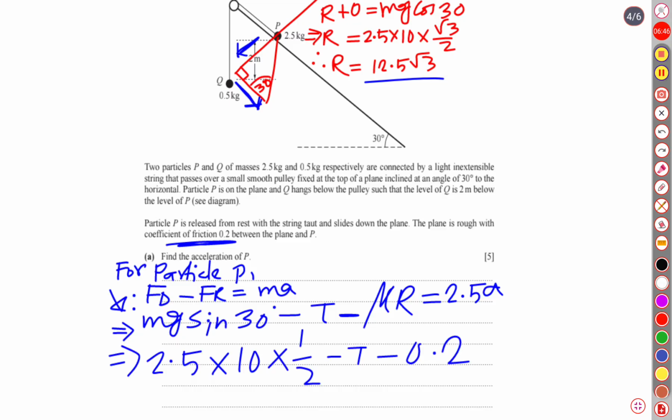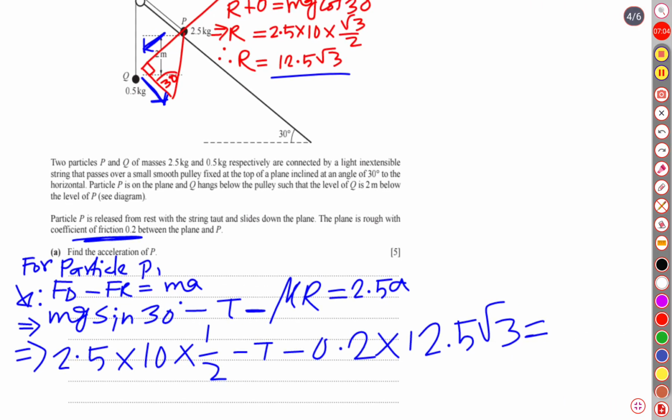R is 12.5 square root over 3 equal to our right side. How much is our right side? Right side is 2.5a, 2.5a, 2.5a. Okay, well then if we simplify, 2.5 into 10 is 25, 25 over 2 means 12.5. So this is 12.5.